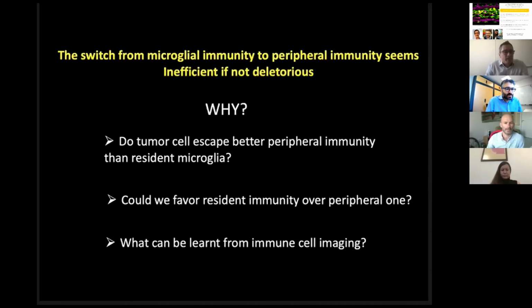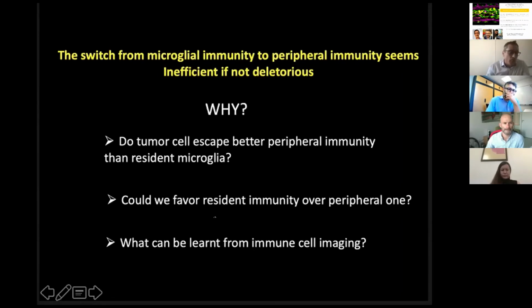One possibility indeed is that the peripheral immunity needs to be boosted by a checkpoint blocker inhibitor in order to get a very efficient response. But one question that we might want to answer is, is it possible to favor resident immunity over the peripheral one, trying to prolong the effect of microglia and to prevent this income of peripheral cells?